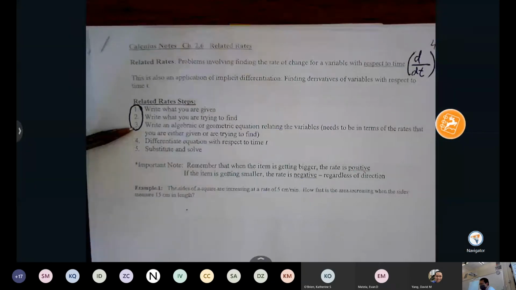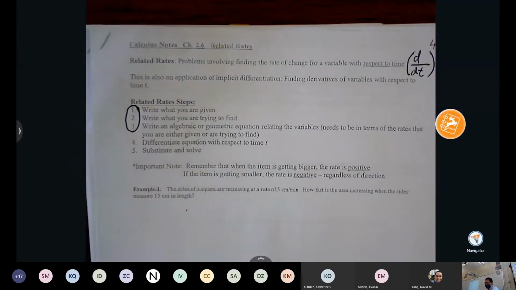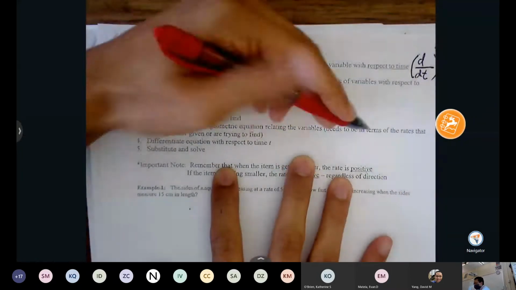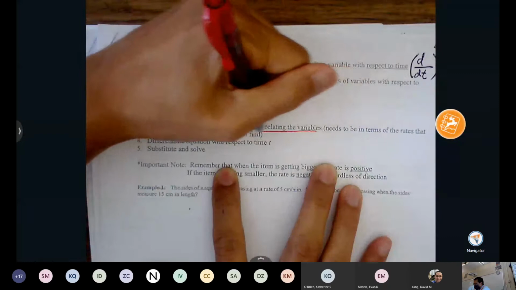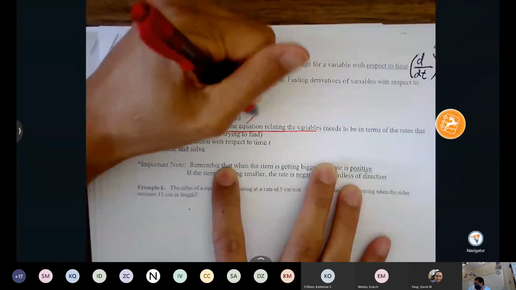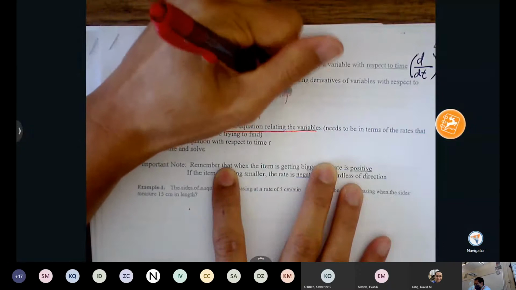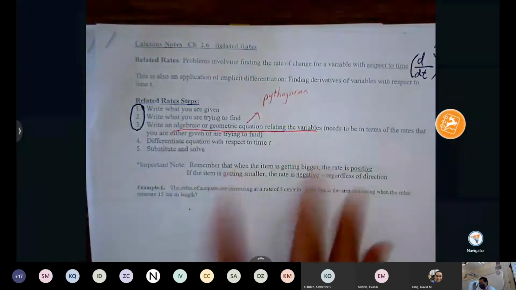And then we also want to write an algebraic or geometric equation that relates the variables together. So we read the problem and we have to recognize which equation we are going to use that is going to connect all these variables together. That could be a couple of different equations. The most common ones that we're going to see are the Pythagorean Theorem, relating the sides of a right triangle.